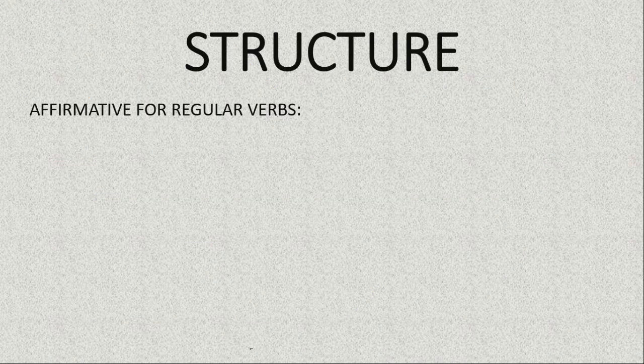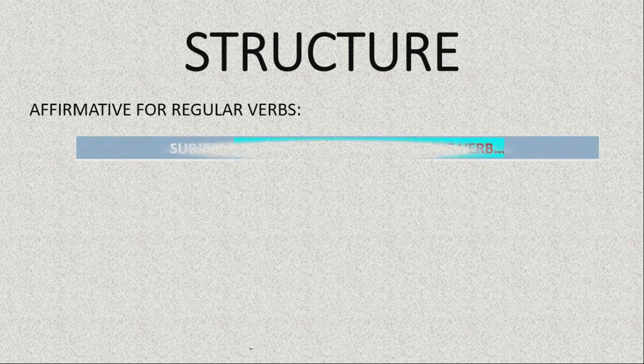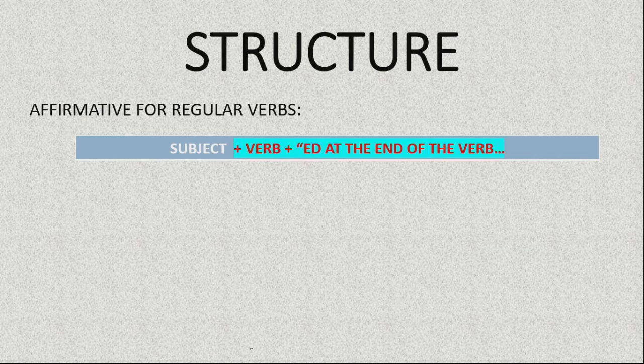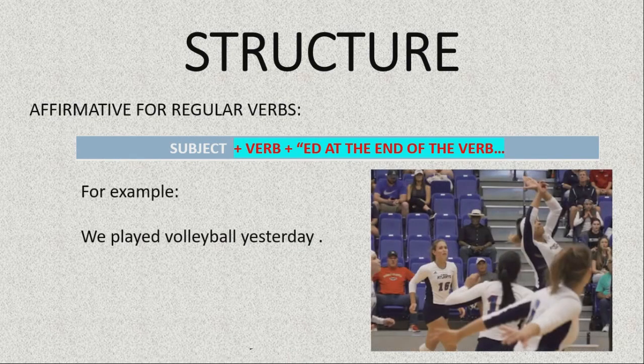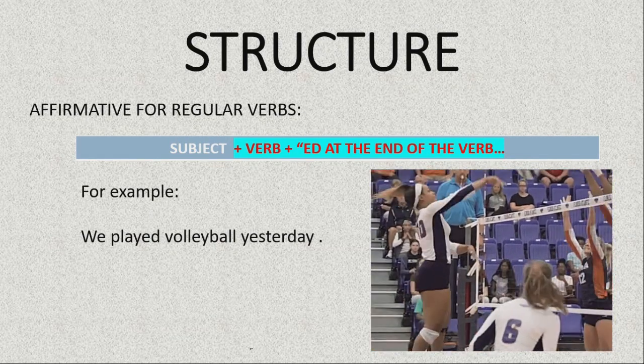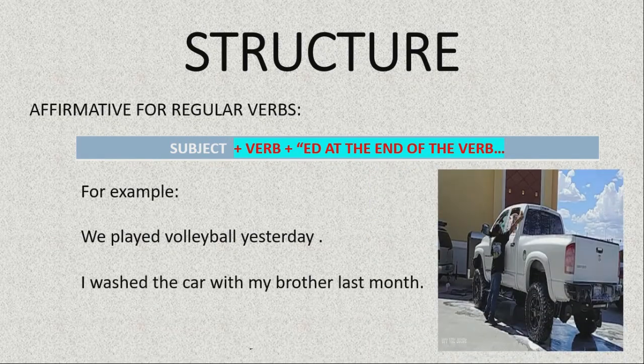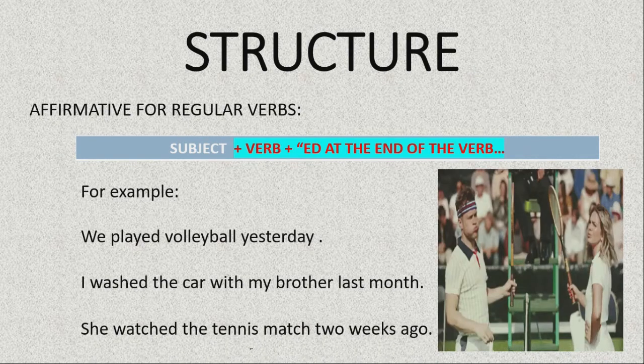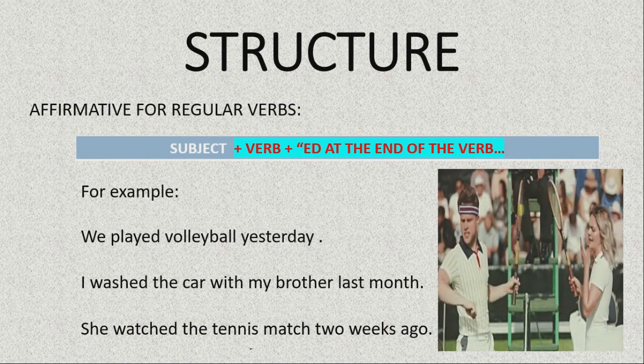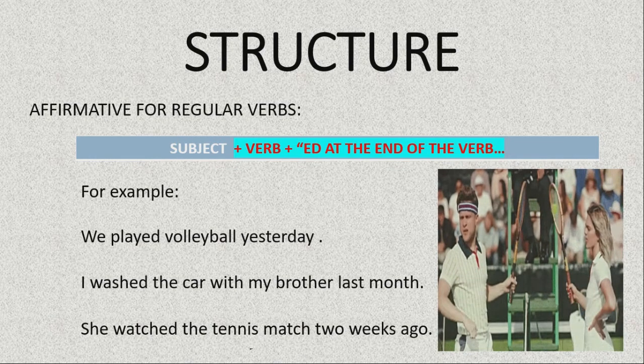Let's start with the affirmative structure for the regular verbs. So we will have the subject, our verb, and then we will add ed at the end of the verb. For example, we played volleyball yesterday. I washed the car with my brother last month. She watched the tennis match 2 weeks ago.